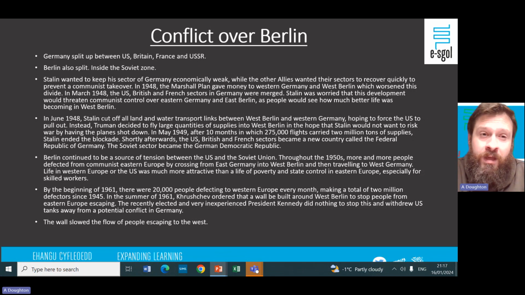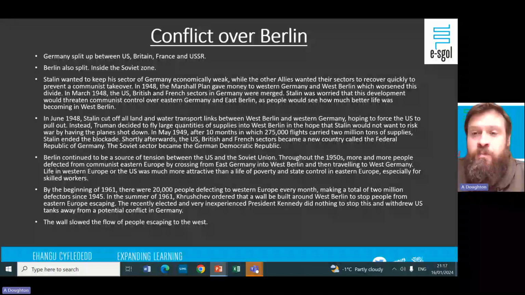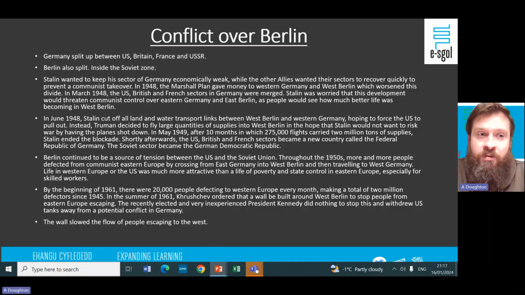In March 1948, then, the US, British, and French sectors were merged. Now, Stalin was concerned about this. He felt that people would see that it was a much better life over there and leave this area. So in June 1948, he decides to blockade any links between West Berlin and West Germany. Now, he felt that that would force the US to pull out.